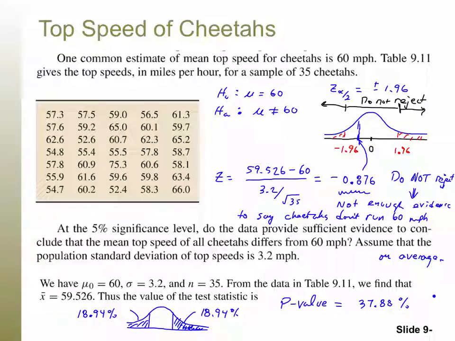So based on a z-score of negative 0.876, that gives you an area to the left from your table of 18.94%. Because it's a two-tailed test, you also have the area to the right of positive 0.876. And all of that area is the significance level.